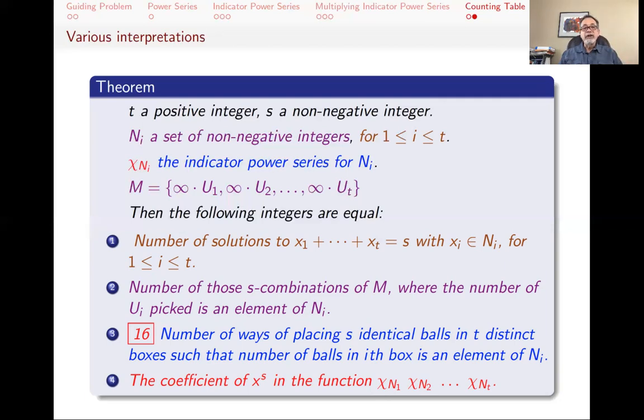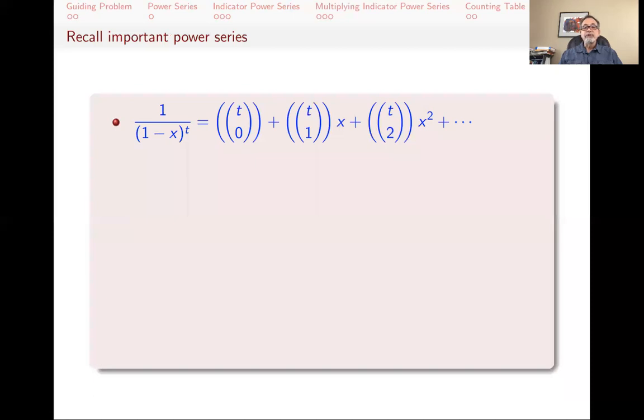Okay, so that's the theorem we have, but now let's look at some examples. But before we do that, let's remind you of some important power series that we're going to use along the way. Maybe the most useful one is 1 over (1 minus x) to the t. That is the power series for multichoose numbers: t multichoose 0, plus t multichoose 1 times x, and so forth. A typical term is t multichoose n times x to the n. And we prove this by multiplying the power series for 1 over 1 minus x with itself t times, or you can do that by induction if you like.